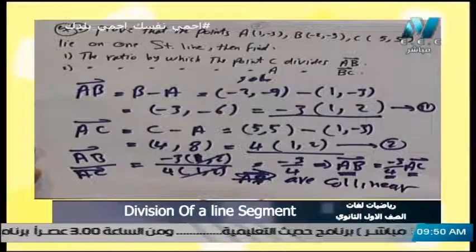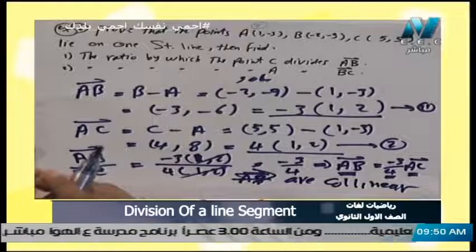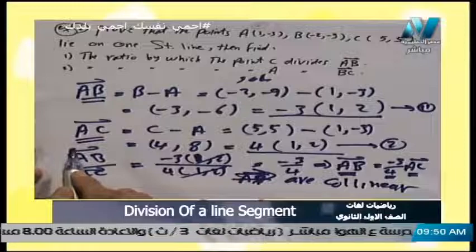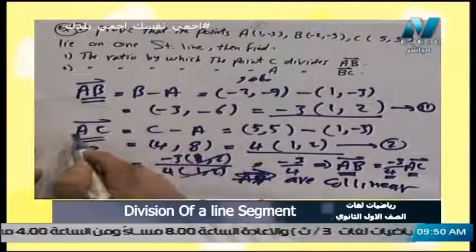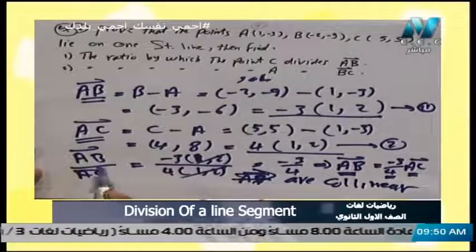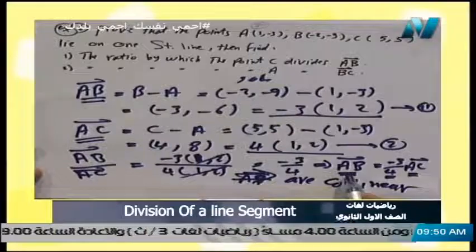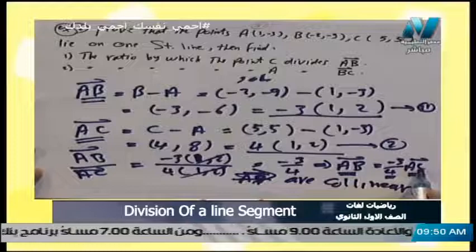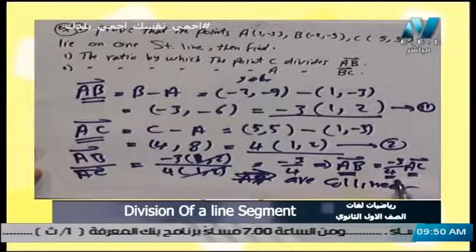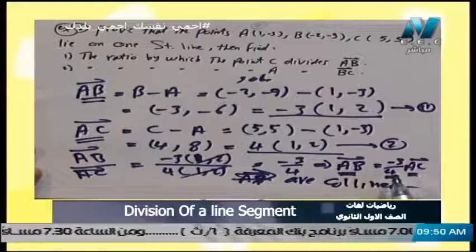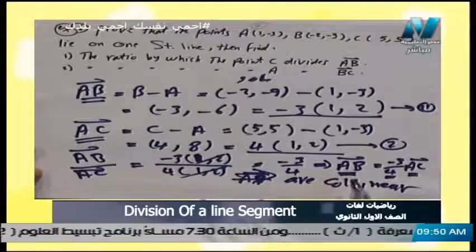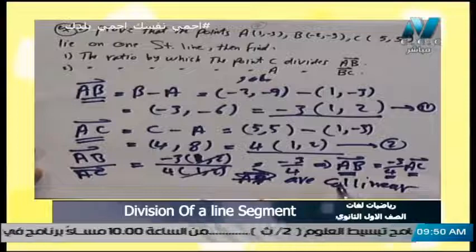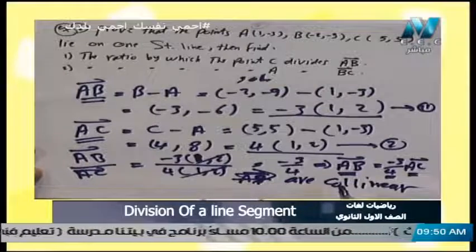Okay, so the method depends on finding the vector AB and the vector AC, or we can say vector AB and the vector BC, and you will find that one vector equals a real number multiplied by the other vector. Theoretically they will be parallel, but we have a common point A, so they will be on the same straight line, or collinear.